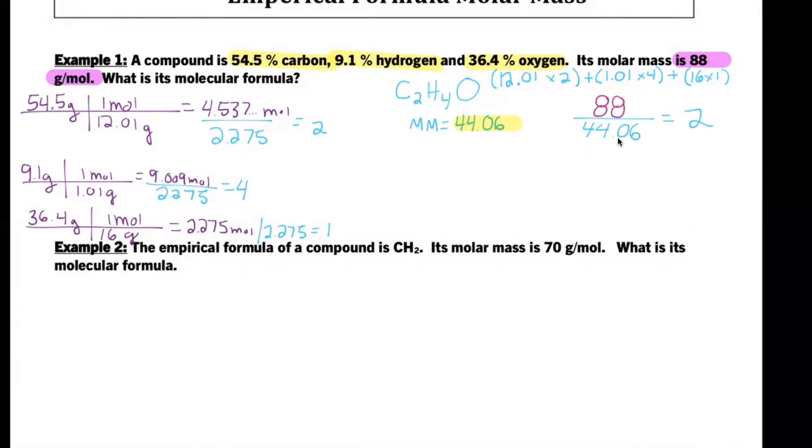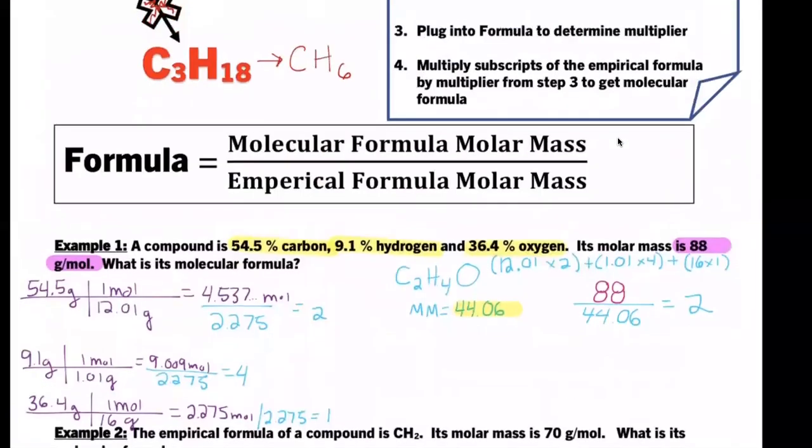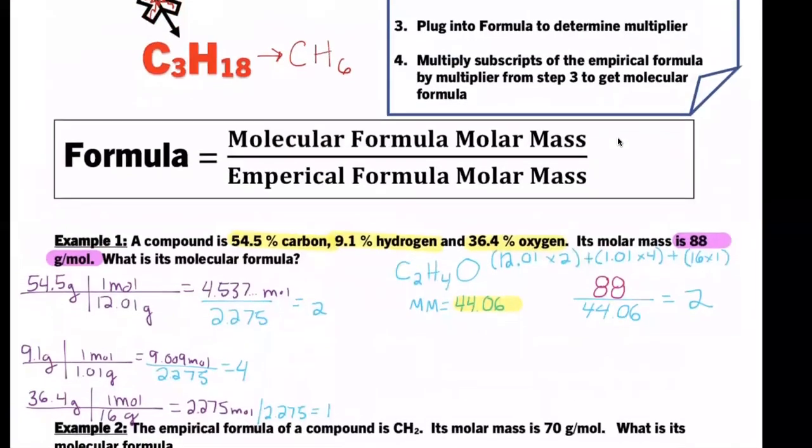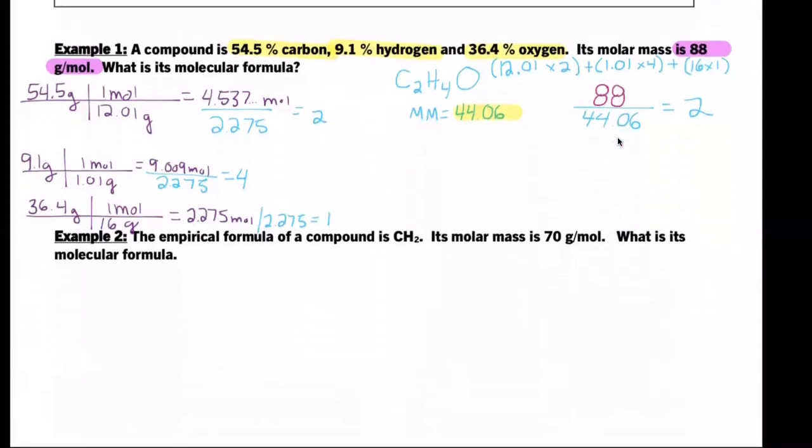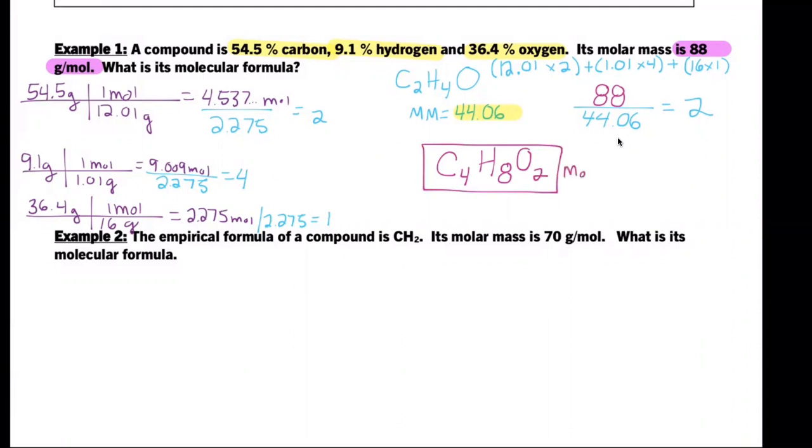So this is a multiplier of 2. What does that mean? It means we're going to take all the subscripts in our empirical and multiply them by 2 to get our molecular formula. So C2 multiplies by 2 to become C4. H4 multiplies by 2 to become H8. And O1 multiplies by 2 to become O2. And if you found the molar mass of this, you would find it to be 88. And this is going to be our molecular formula.